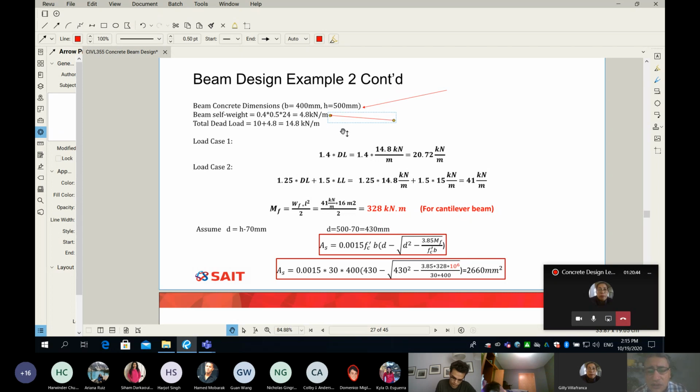Please write it down. Do not multiply by the length of the beam. Do not multiply the self weight per unit meter by the length of the beam. We don't need that. We need the weight of the beam per unit length, please.